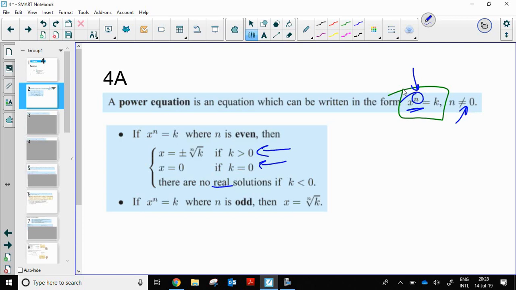And if it happens to be an odd power, then we don't care whether k is positive, negative, or 0. We're always going to have just one answer, and it'll be the nth root of k.